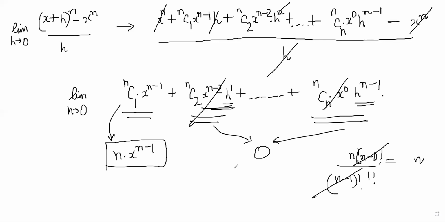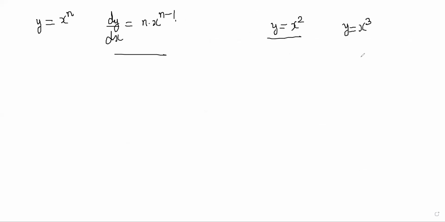So what you have gotten is a very general result: if y is equal to x power n, then dy by dx is coming out to be n into x power n minus 1, right? So this solves your problem for all powers of x. It's not like you have to do it separately for y is equal to x square and separately for x cube.